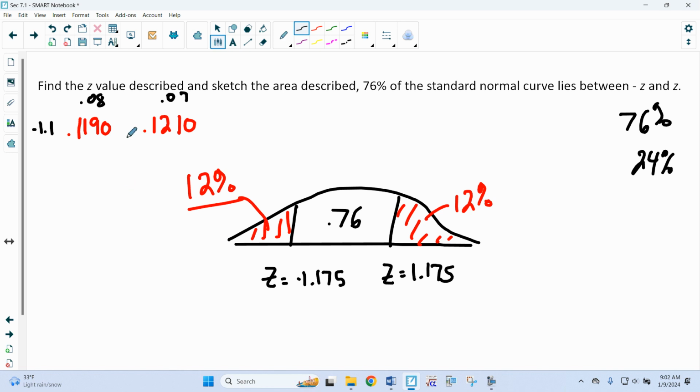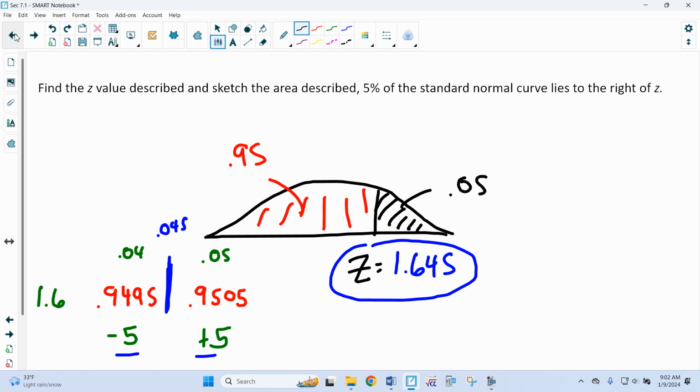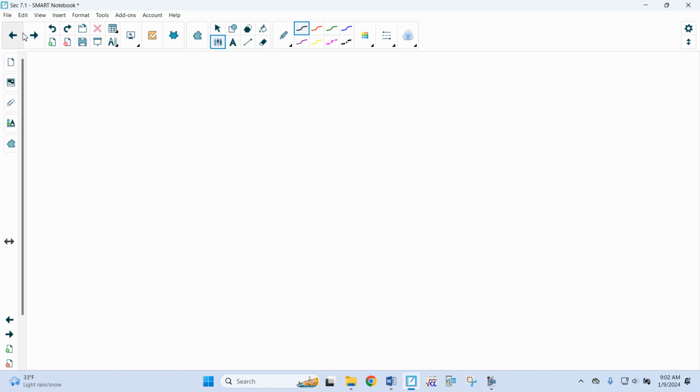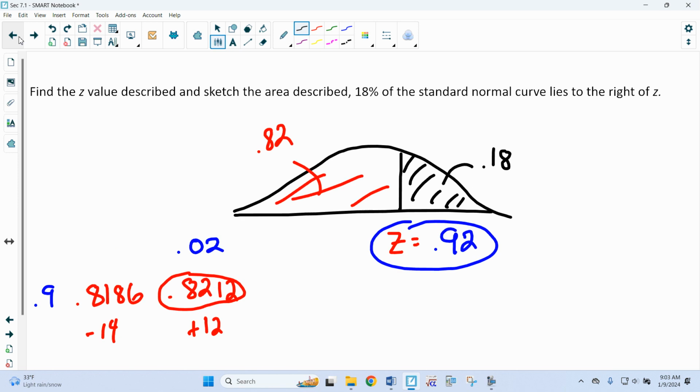So if you are doing one of these where it's the value between the Z, you're going to get two Z values that are the same numbers. You could even say Z is plus or minus 1.175 if you wanted to, because they're going to be the same number. If you have something where you shade to the right or to the left, you're only going to get one Z when you look at this.